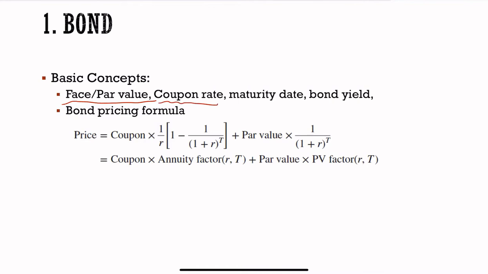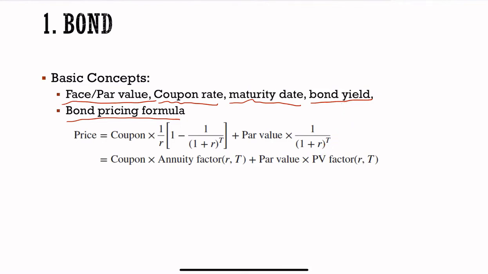And then coupon rate. So coupon rate, basically it is a percentage you can get maybe annually or semi-annually. And maturity date. So it is a date on which you will get your par value back. Bond yield. So to understand bond yield, it's actually useful to think about this bond pricing formula, right? What you can see here is bond yield is essentially a discount factor, right, which is used to discount the par value and each coupon payment.